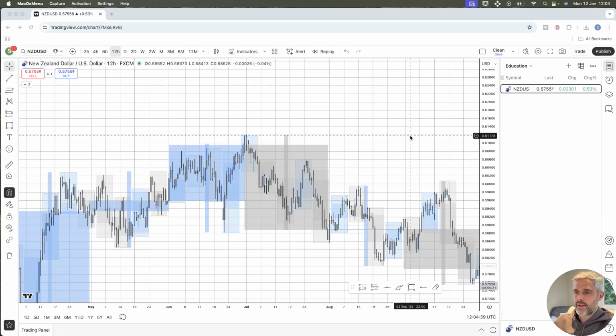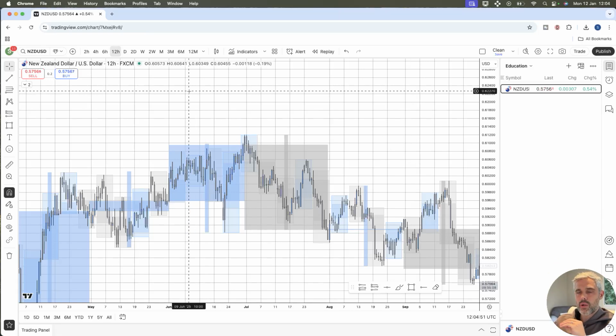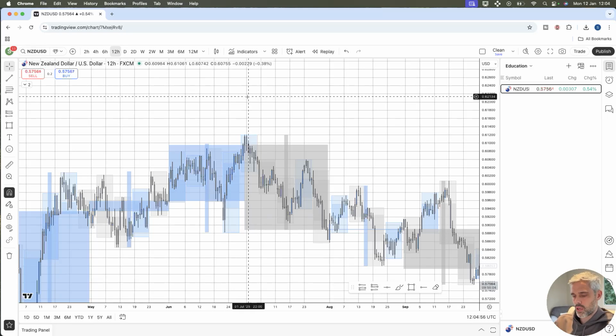So I want to show you how to spot liquidity sweeps on your charts and how to look for the right confirmation to trade those sweeps. And we're just going to do that by first covering a bit of theory and then going on to look at price action for New Zealand dollar versus the US dollar.